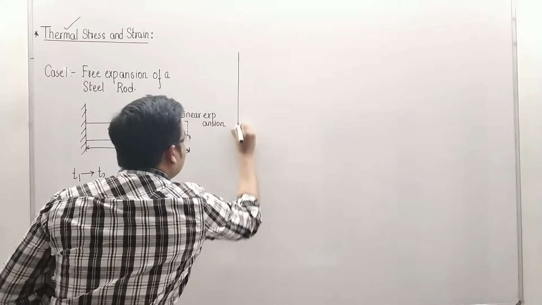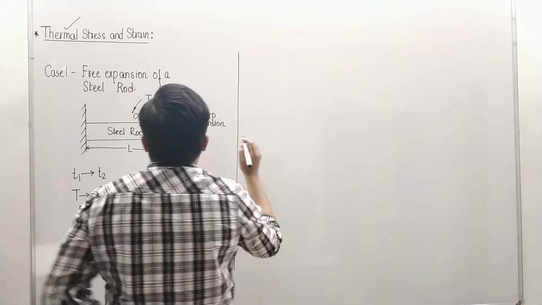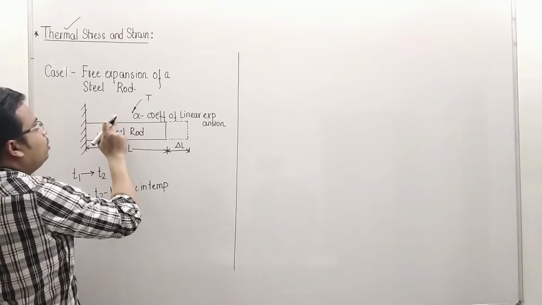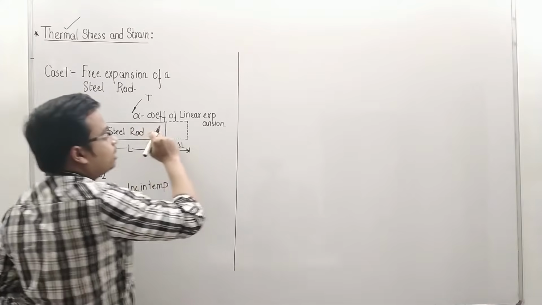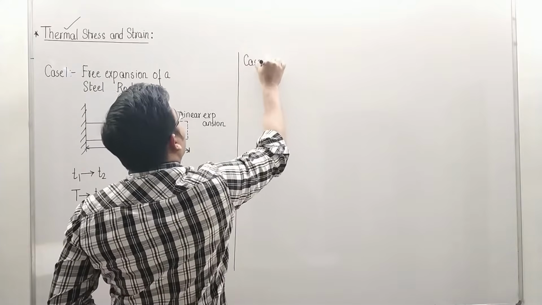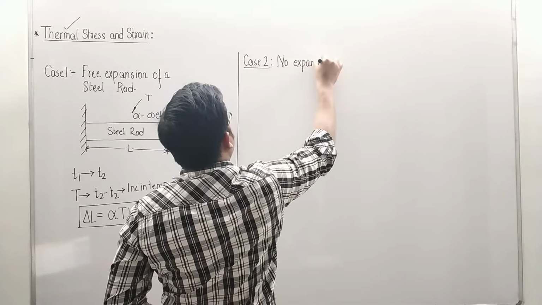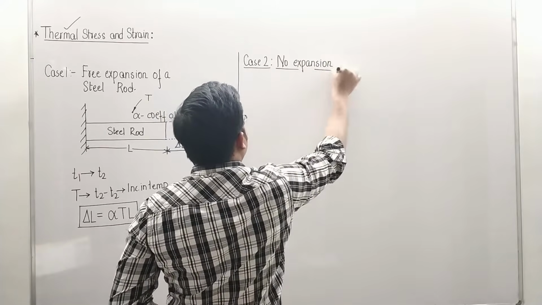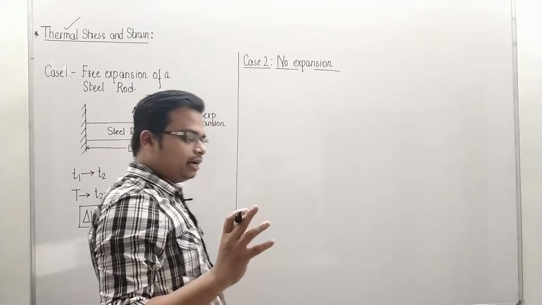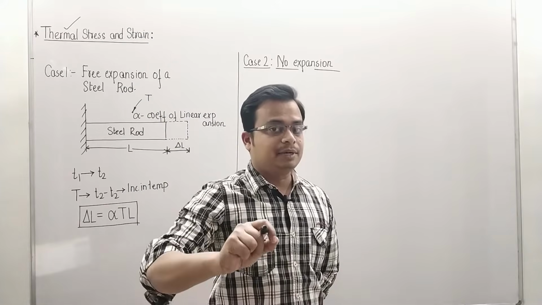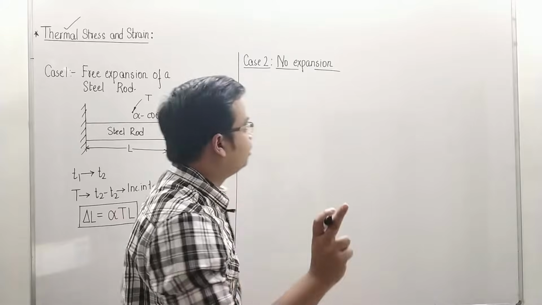Secondly, let's talk about case 2. And case 2 is going to be very interesting. Let me tell you why. Because in case 2, we are not going to allow the steel rod to expand. So just take a look at this case. This is going to be really interesting. Here the arrangement is such that no expansion takes place. There is a temperature rise, but no expansion takes place.